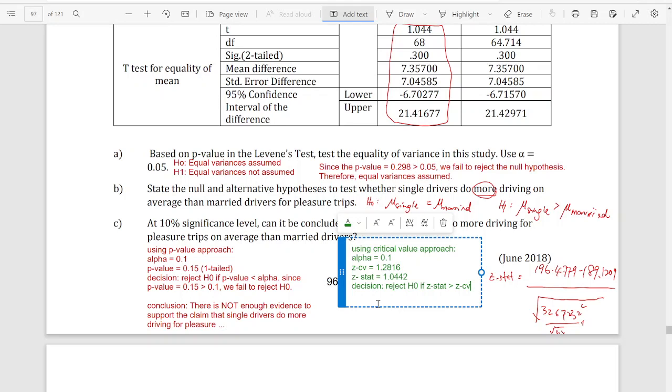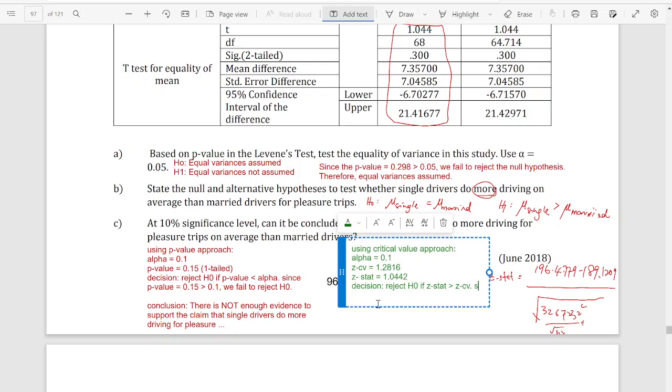If our hypothesis is in the left tail, if we look at less than, then we have to look at the left tail decision, not the right tail. But here we look at the right tail. So we have to look at whether the Z stat is greater than the Z critical value or not. If it is greater than the Z critical value, then we reject the null hypothesis. So in our situation right now, our Z stat is 1.0442, which is less than 1.2816. So what is our decision?